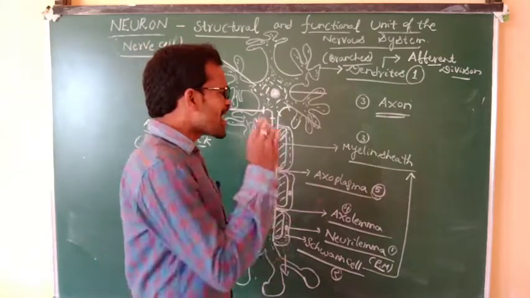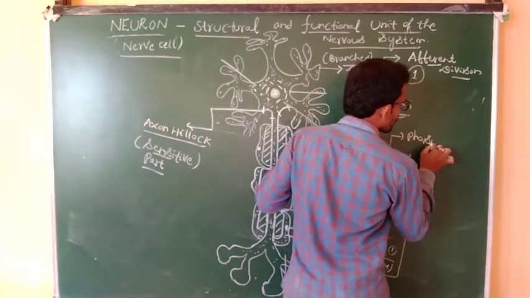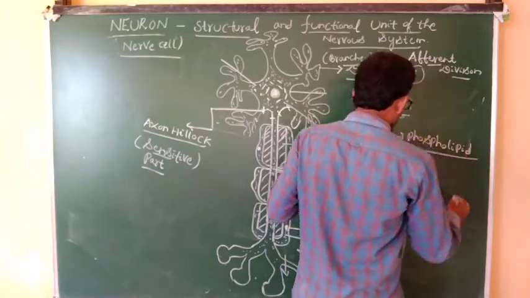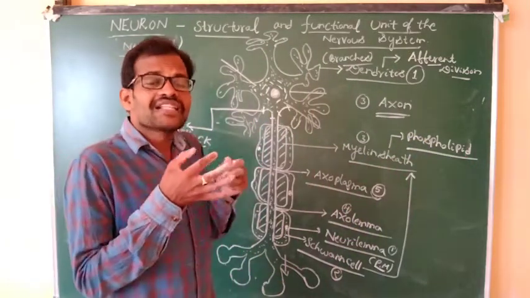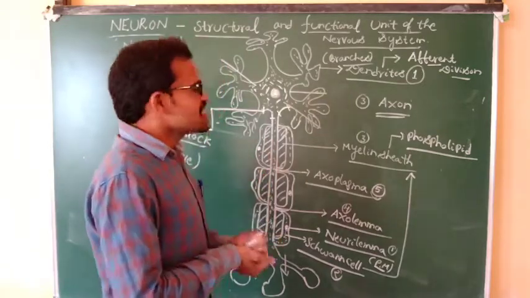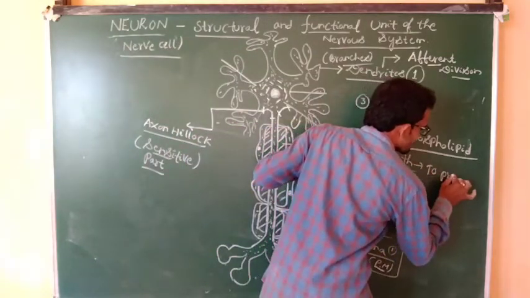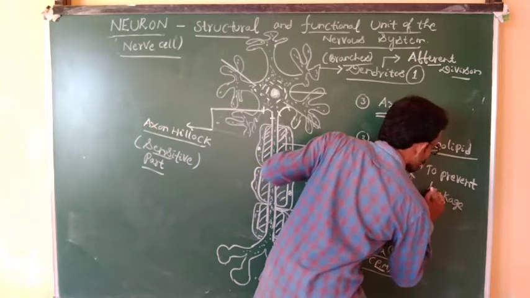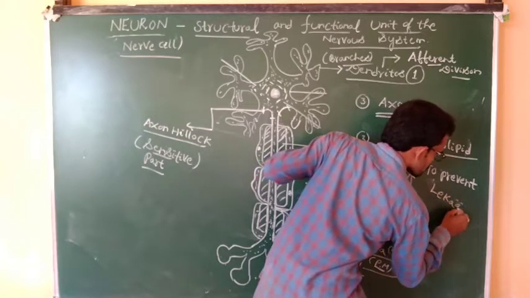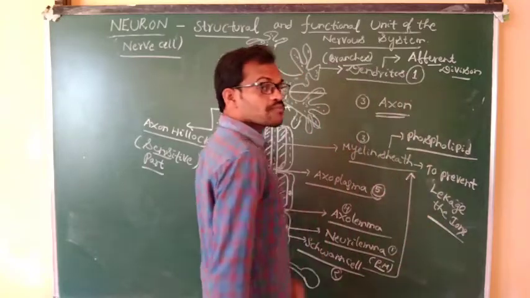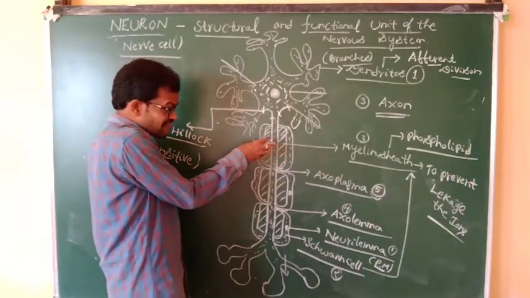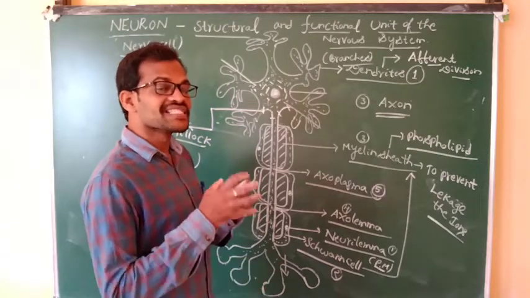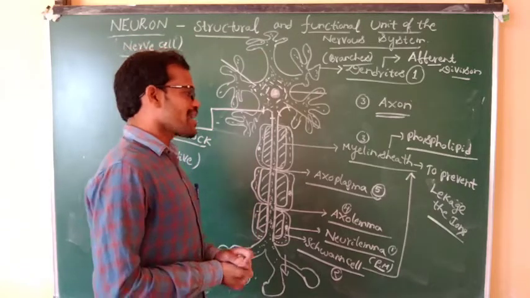What is the use of this myelin sheath? Myelin sheath is nothing but phospholipid. What is the function of this myelin sheath? It covers the axon to prevent the leakage of the ions. Once the myelin sheath covers the axon, there are no leakages of the ions. It is wrapped around the axon. That is the function of the myelin sheath.